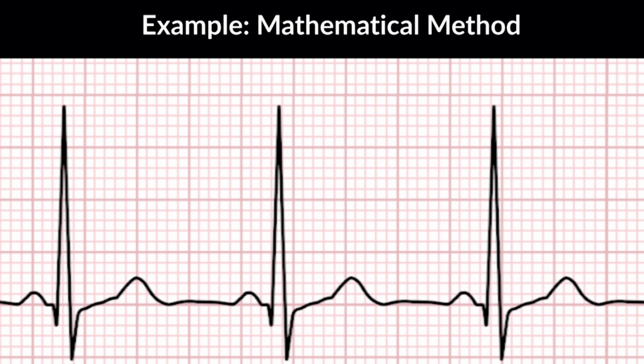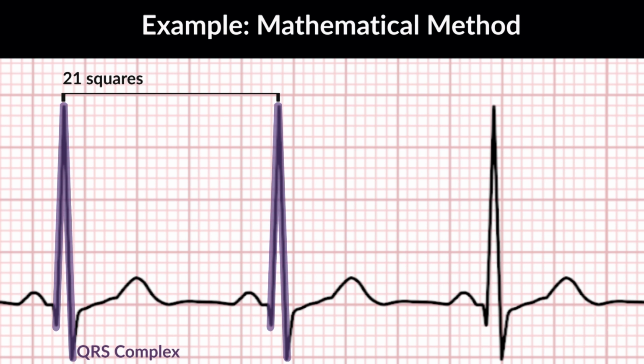If we do the mathematical method, we can count 21 small squares between each QRS complex. 21 multiplied by 40 milliseconds gives you 840 milliseconds. If you divide 60,000 by 840, you get 71 beats per minute.